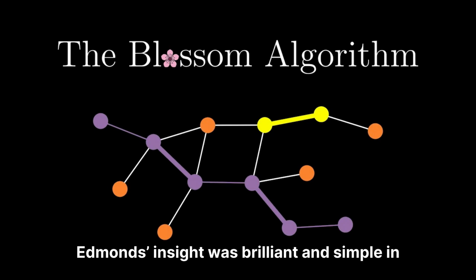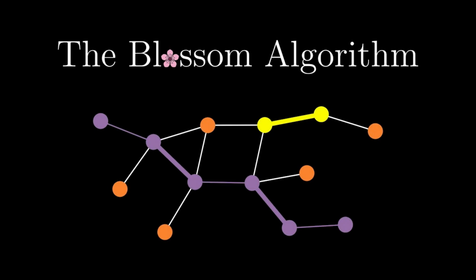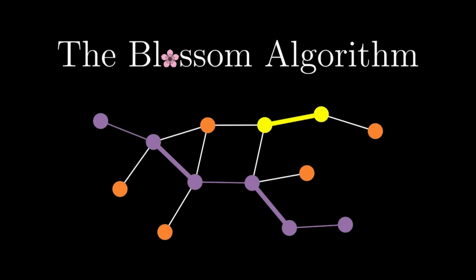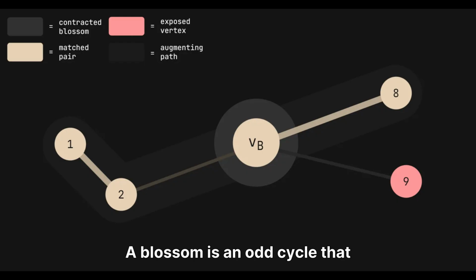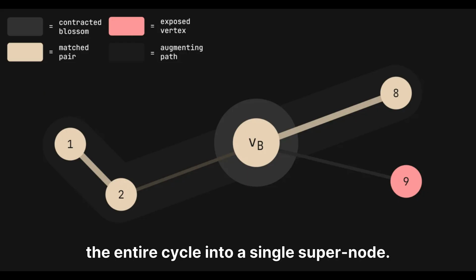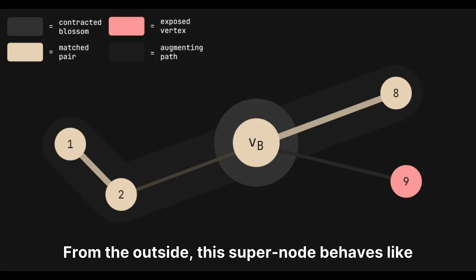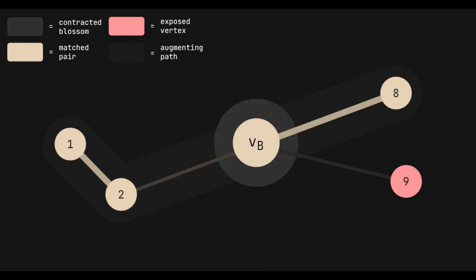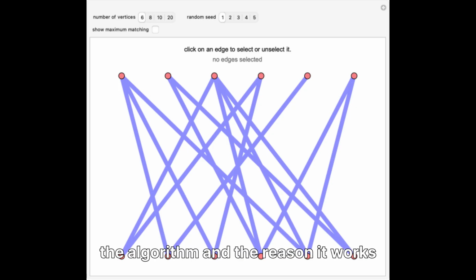Edmonds' insight was brilliant and simple in spirit. Instead of fighting these odd cycles, he treated them as single objects. He called them blossoms. A blossom is an odd cycle that blocks progress. When the algorithm encounters one, it shrinks the entire cycle into a single supernode. From the outside, this supernode behaves like an ordinary node. This simplification removes the obstruction and allows the search to continue. This shrinking step is the heart of the algorithm and the reason it works when others fail.